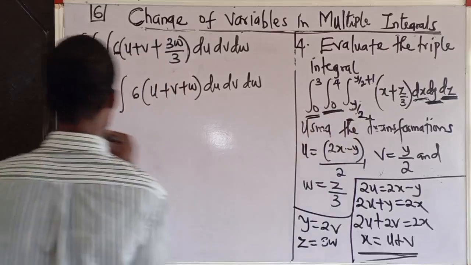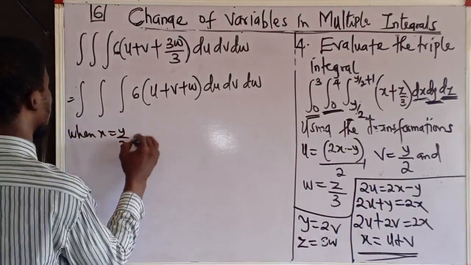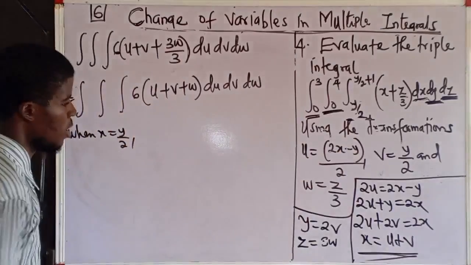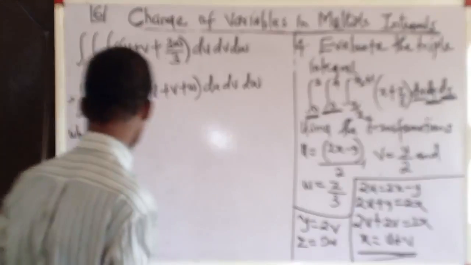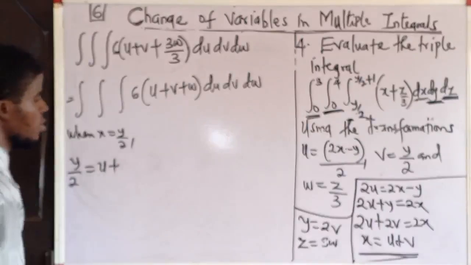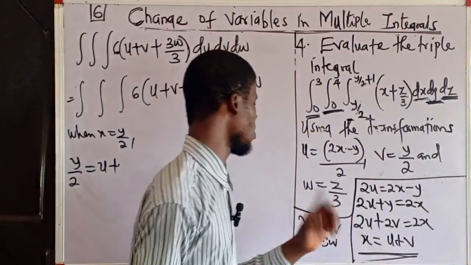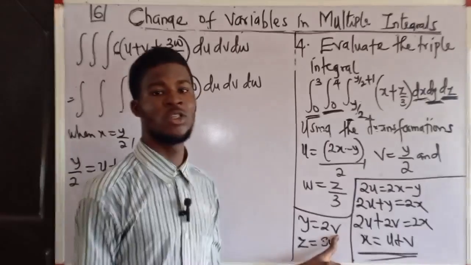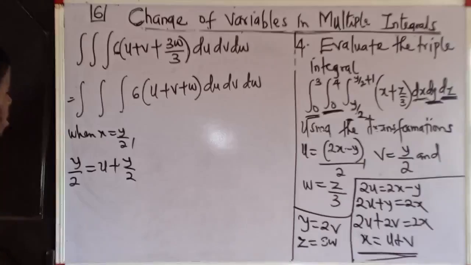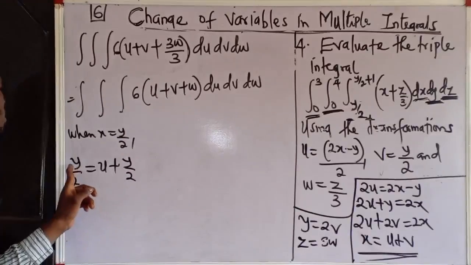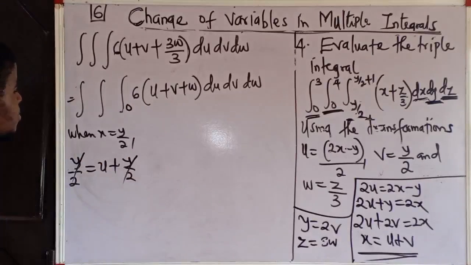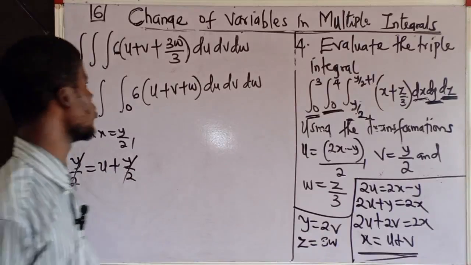When x is y over 2, what's u? This is u1, and this is x1. So when x is y over 2, what is u? Remember we said x is equal to u plus v. So if I put this one for x, y over 2 is now equal to u plus v. But I don't want to write v. Remember we said y equal to 2v. So if you make v the subject of the formula, we have v equal to y over 2. So I'm going to put y over 2 here. If y over 2 crosses to the left, it becomes minus. So this minus, that's 0. u is equal to 0. This will cancel out. So when x is y over 2, u is 0.